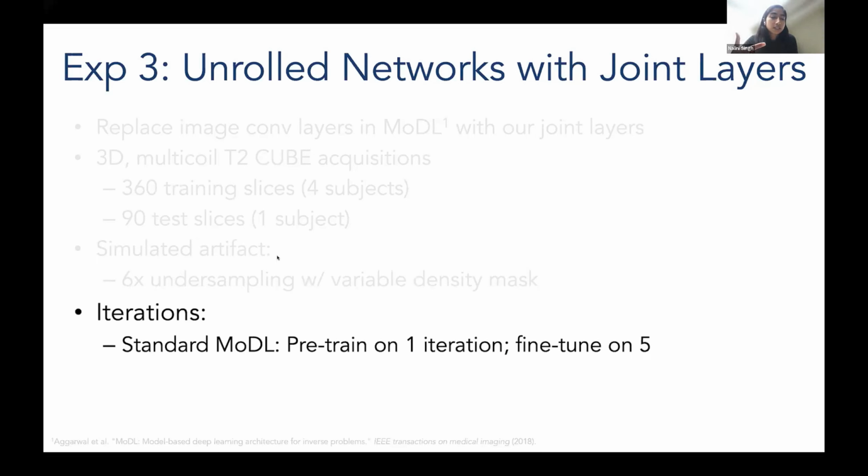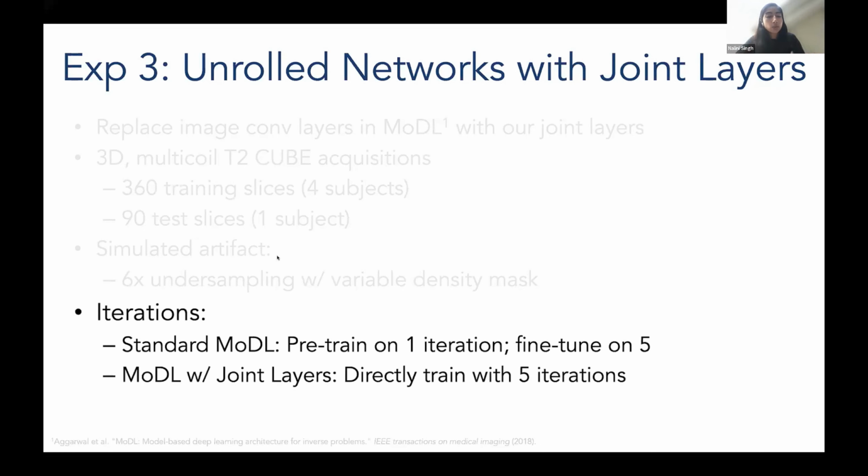In practice, there's this detail noted by the MoDL authors. They're unable to train their network end to end. Instead, they pre-train one iteration of this network, copy and paste the weights that they've learned into a 5-iteration version of the network, and then they fine-tune this 5-iteration version. In practice, we find that with our joint networks, we don't need to do this pre-training. We just directly train the network with 5 iterations, and these are the 2 versions of the networks that we compare.